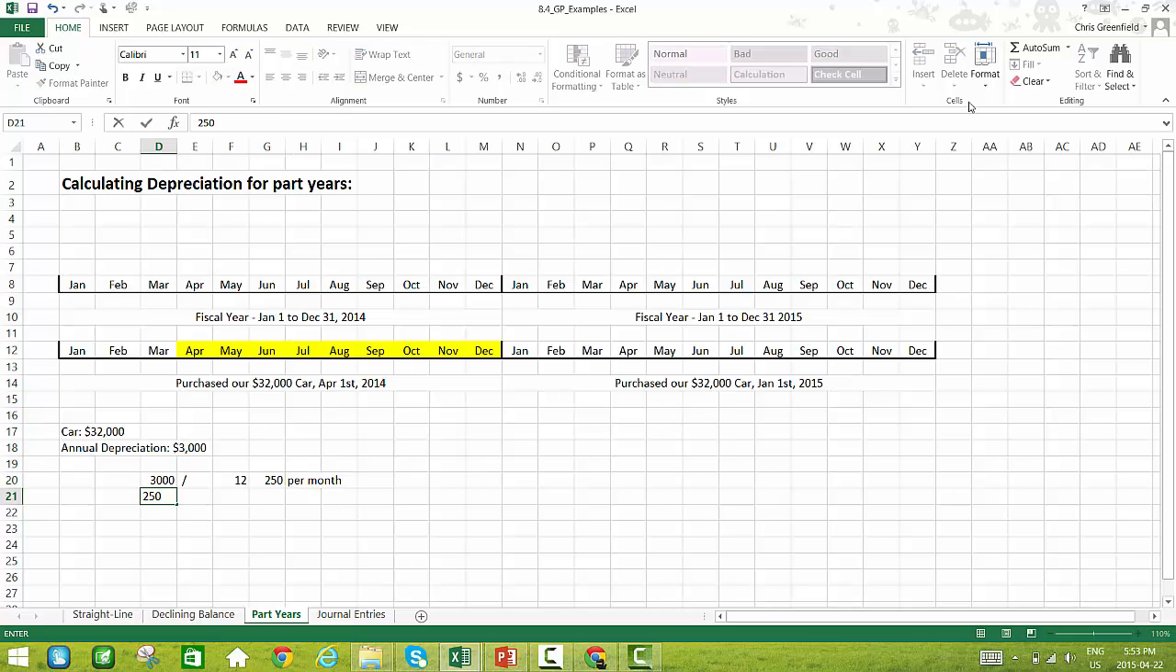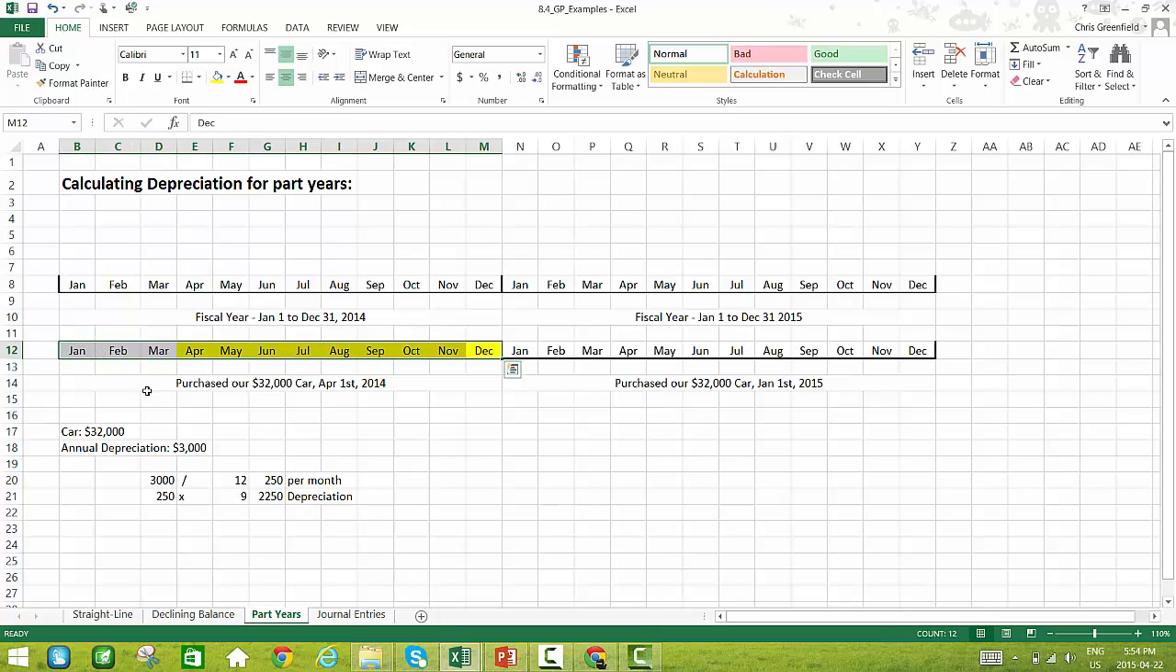Since we have had this now for 9 months, not 12, we're going to take that $250 and multiply it by the number of months that we actually had it, and that will give us a total of $2,250 in depreciation. So what that means is that in this first year, rather than taking all $3,000 worth of the depreciation, all we can actually take is $2,250.